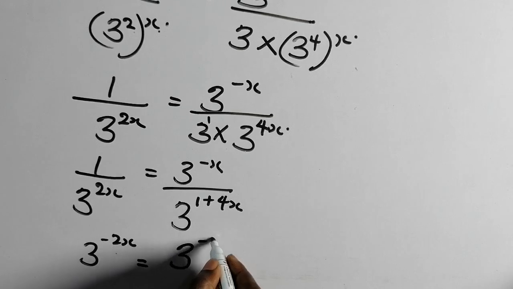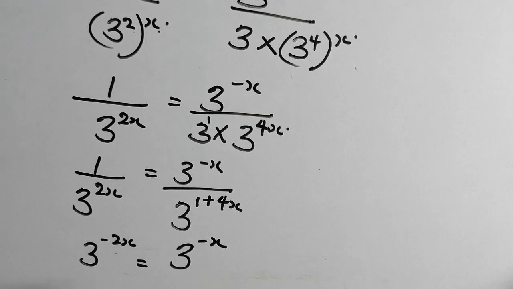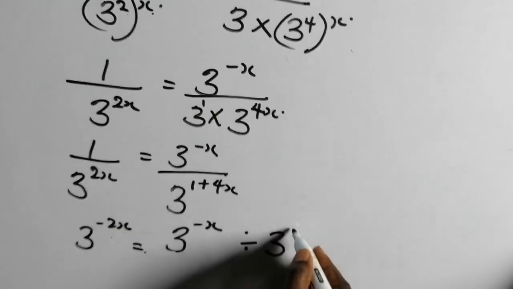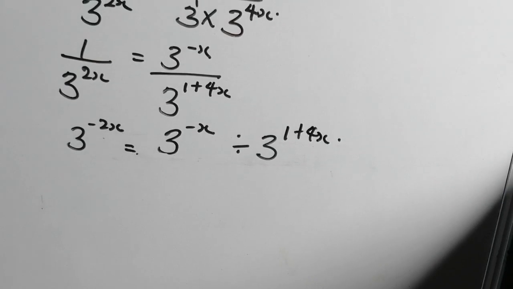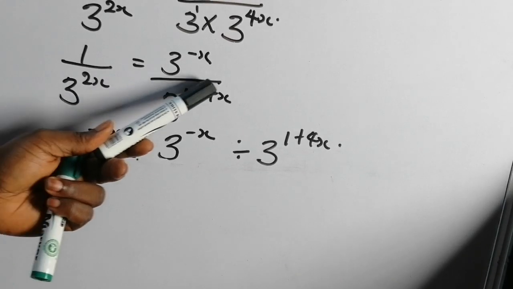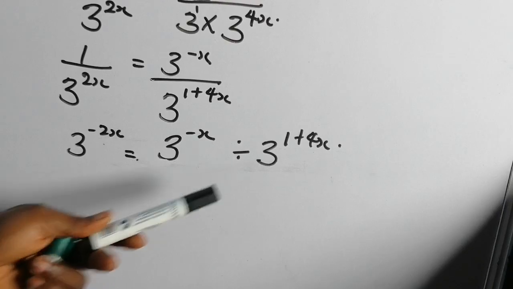So you now have 3 raised to power minus x, all over, or let me change it. Instead of using long division, let me change it to short division, which is 3 raised to power 1 plus 4x. Don't miss it. Instead of writing long division, I change it to short division.